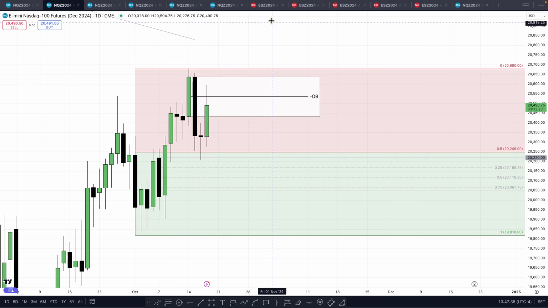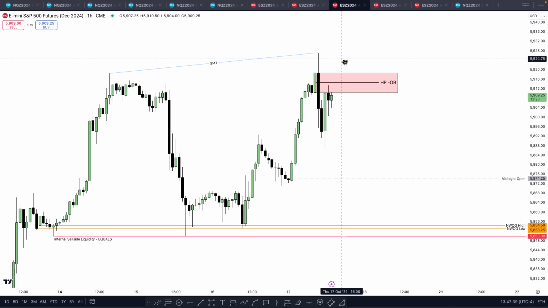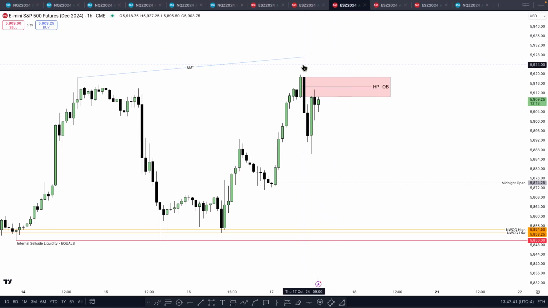That's what I would want to see with the SMT at the highs, and now the SMT right here in relation to Monday's high. If we continue back to the hourly chart, now even with ES, you really don't want to see it take this high, because we've already had the SMT at the highs for the short scenario to play out. So a bit of a retracement after this initial sell-off.